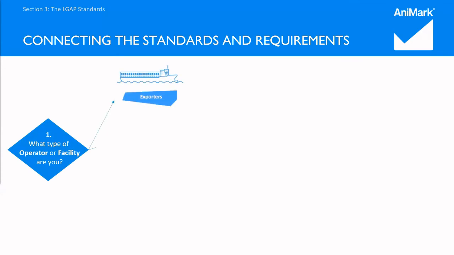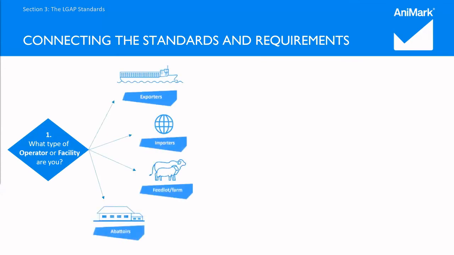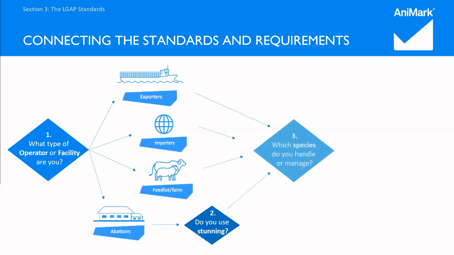And this is done by answering a few key questions. Which type of operator or facility are you? For example, are you an importer, exporter, feedlot, farm, or abattoir? If you are an abattoir, do you use stunning or non-stunning? Which species do you handle or manage? And what level of certification are you seeking?